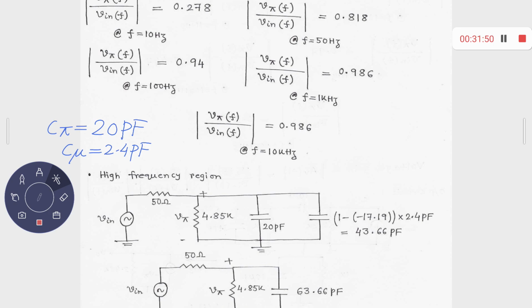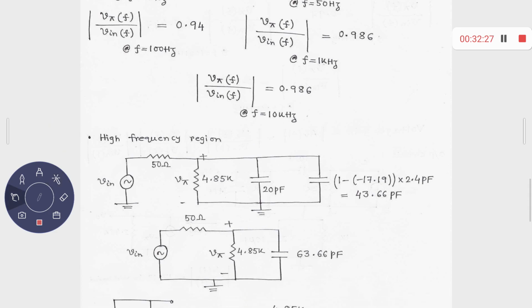Therefore there is a Miller magnification at the input side, 1 minus A times C mu, and you have to consider the gain with its sign also. 1 minus A, what is your A? A is minus 17.19. So ultimately it comes out to be 43.66 picofarad. We have already discussed this in one of the lectures. So now we have two capacitors in parallel. What is the equivalent capacitance? It's basically the summation, 63.66 picofarad, and you have this 4.85K over there and this 50 ohms.